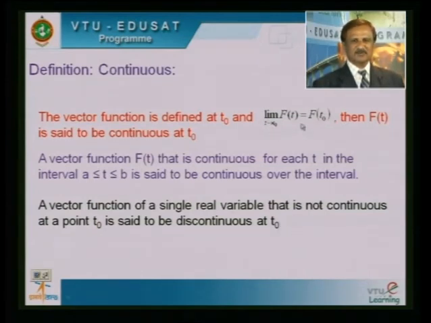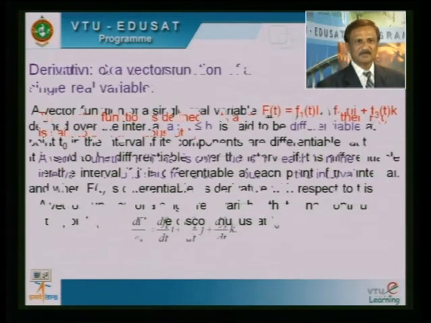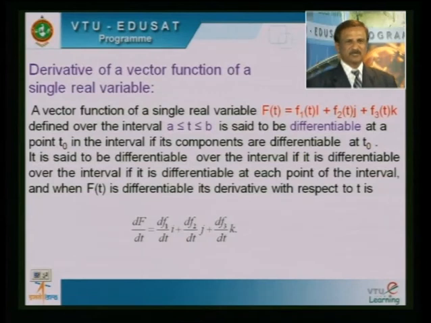As I just mentioned, if the limit of f of t as t tending to T naught is not equal to f of T naught, in that case you can declare that the function is discontinuous at that point. I hope now you are able to understand the meaning of the limit of f of t as t tending to T naught. So now we want to define the derivative of a vector function. You know the meaning of limit and continuity of a vector function.